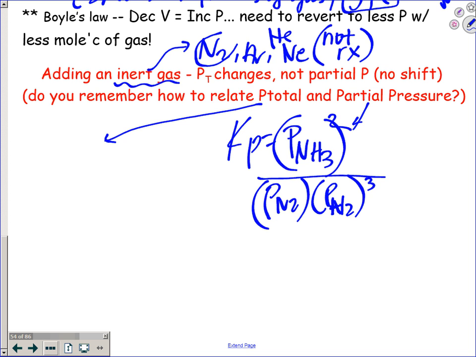I heard summation. Okay, so P total is equal to partial pressure plus partial pressure plus partial pressure. There's another way though: mole fraction. It's been a while, but we know this. P total times what?